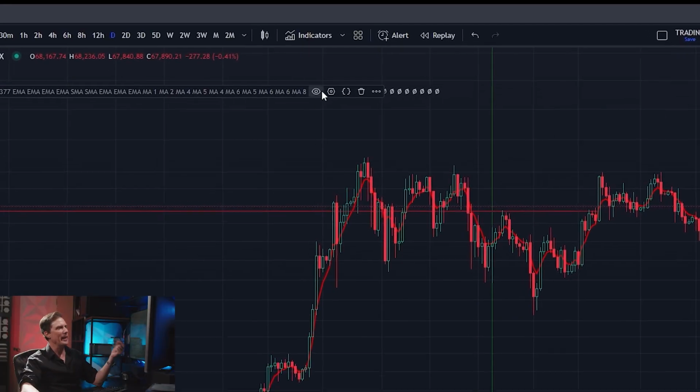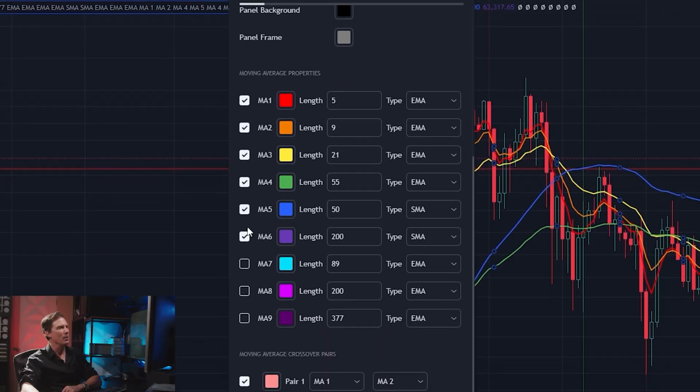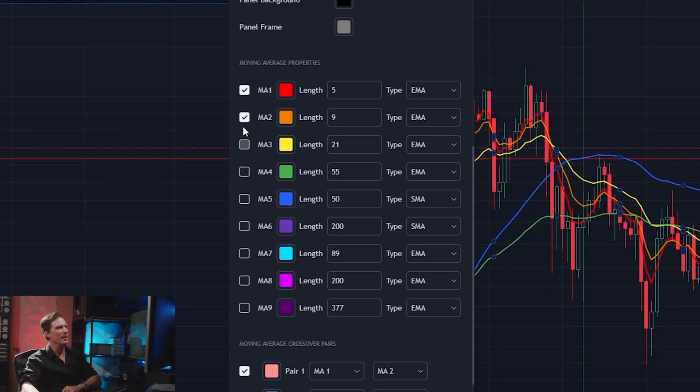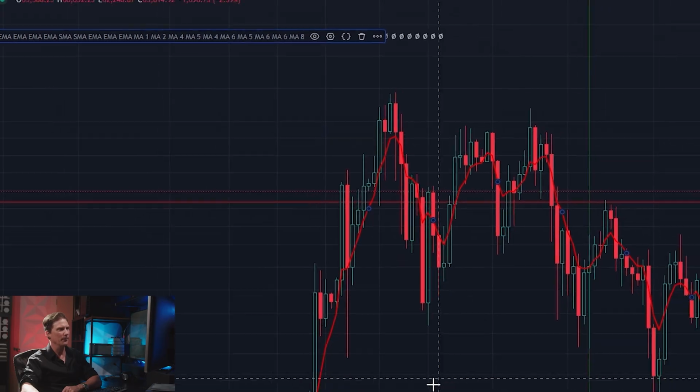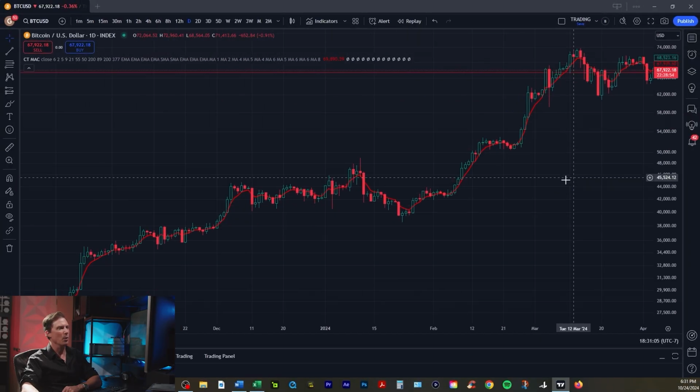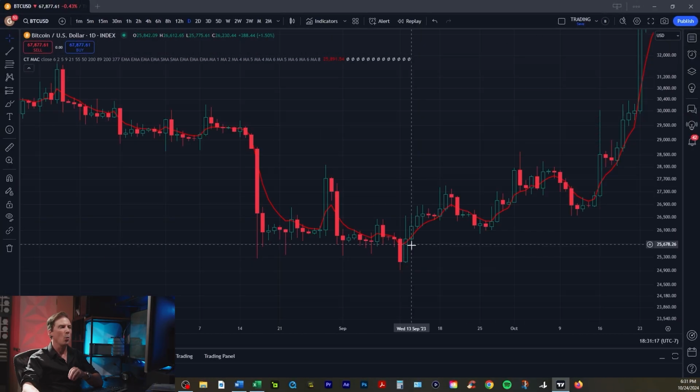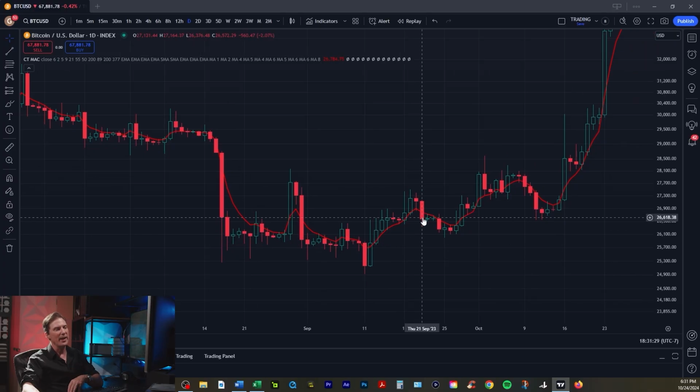Let's go over our indicator, click on settings again, and we just want to turn off all of these except the top one. Let's just leave the 5 exponential moving average on. Now, the way that this strategy works is very simple, you guys. When price closes a solid green candle above the 5 exponential moving average, it's a sign that the market's going to go up. When the price prints a red candle below the 5 exponential moving average, it's a sign that the market's going to go down.